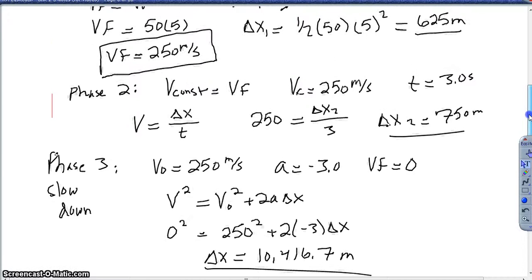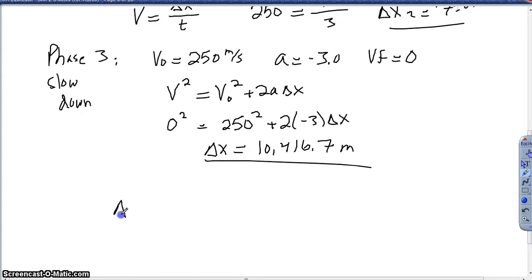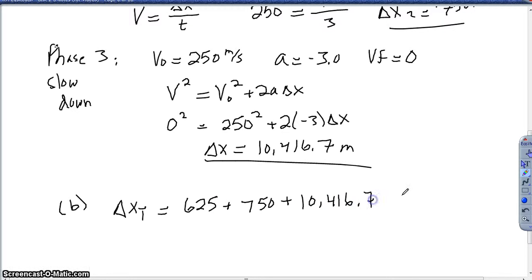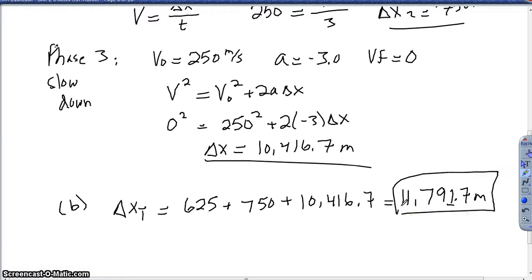So then finding my total distance, it's just 625, right? So finding the total displacement for part B, which is what it asked us to do. So 625 plus 750 plus 10,416.7. Okay, so I've got these measurements, I simply add them up, and Kenny says the answer is 11,791.7 meters. I would tell Kenny that he probably should round this off to 3 sig figs or even 2 sig figs based on the problem, but whatever, it's Kenny, we'll let him do what he wants to do. Okay, so my final answer looks something more or less like that.